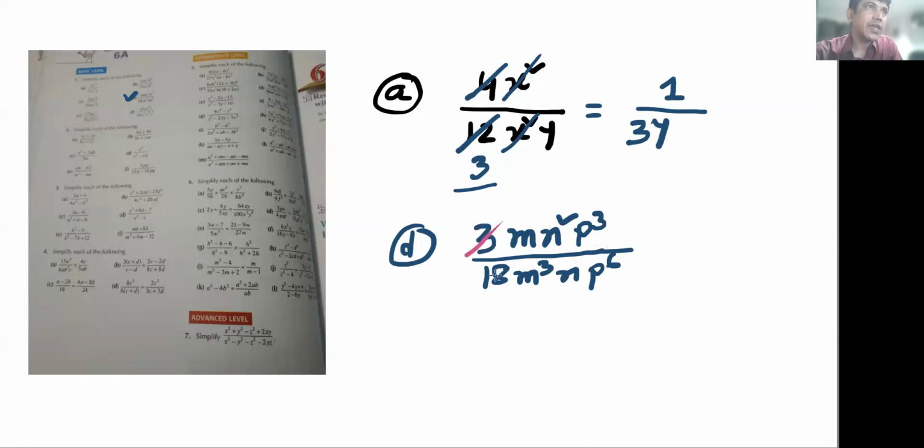Okay, we can cross 3 with the 18, right? And then get 6. We are going to get 6 here. Then we are having 3 times m, right? Here we are having m times 1 time m's. So if we cancel this, we get m square. Then we are having the same thing with n. n, then we'll get n here. Okay, 3 times p, we are having 6 times p. So if we cancel this, then it will be 3.